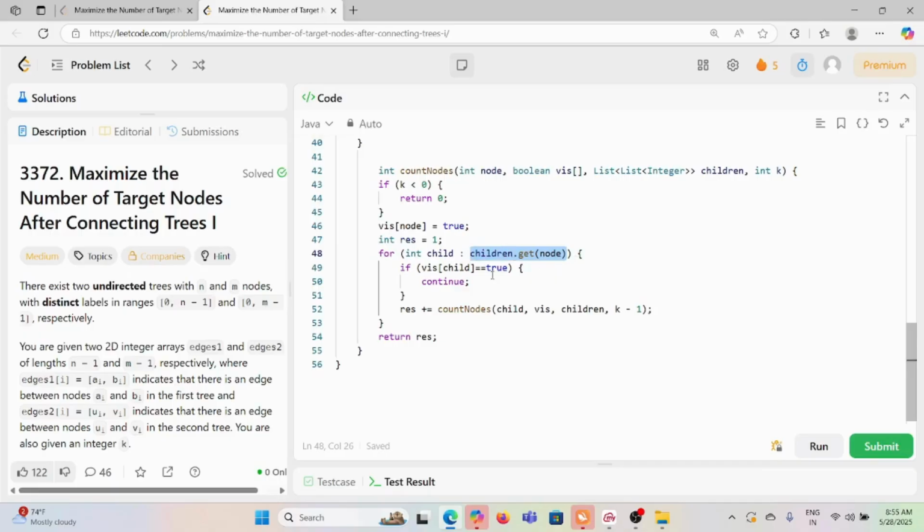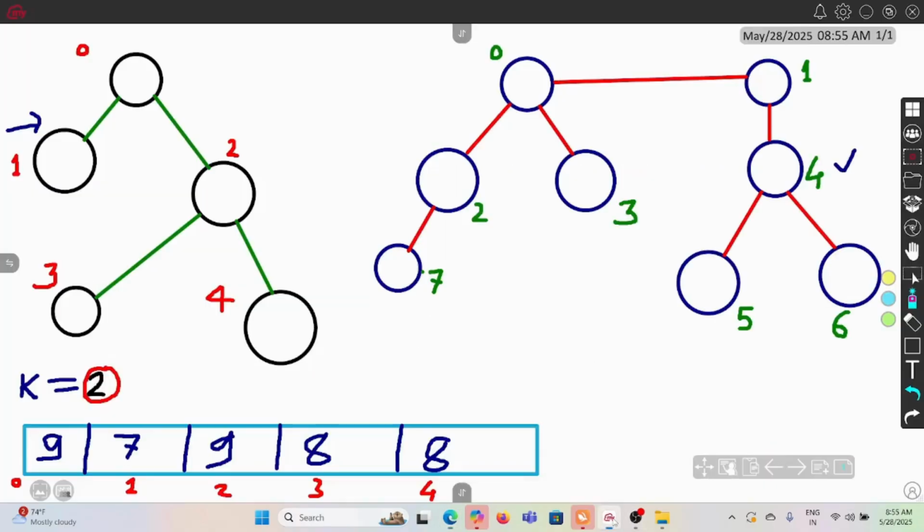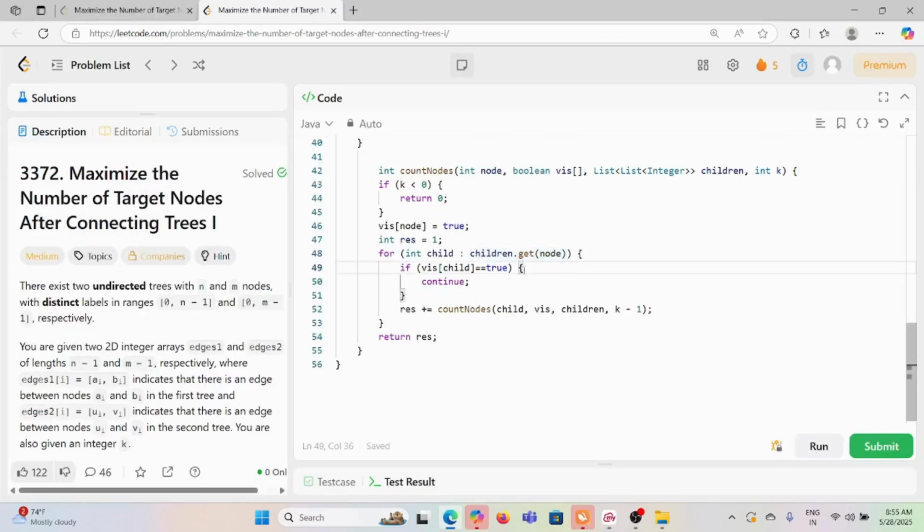Now we are traversing through all those nodes. Just like for 0, this adjacency list would have 1 and 2 directly connected, right? So we are traversing through 1 and 2 here. Now we check if they are already true, which means we don't have to proceed, so we continue. Otherwise, res equals res plus the DFS count with k minus 1, because whenever we find a node directly connected, the remaining check would be decreased by 1, correct?